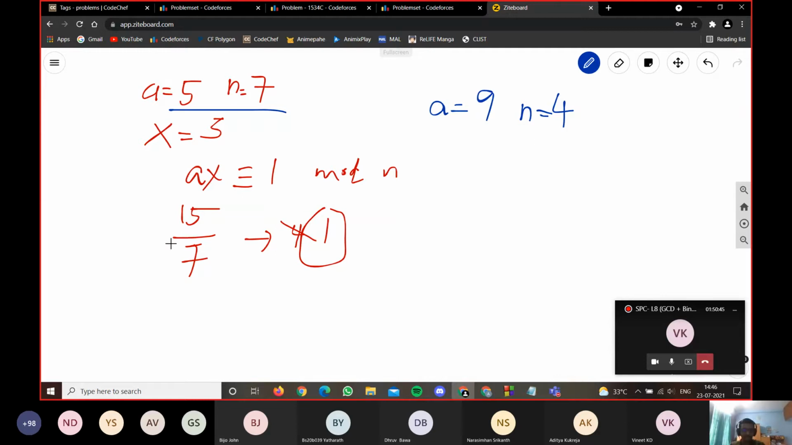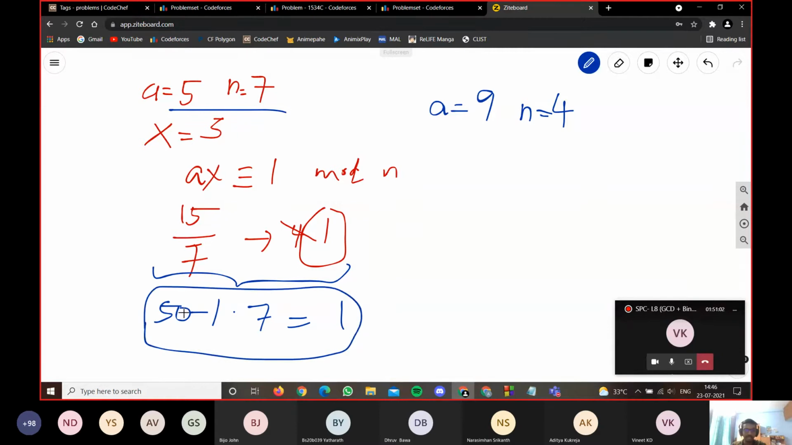Okay, for which one are you saying? For this one, 10? Yeah, 10 also works. So 5 times 10 is 50, and 50 mod 7 is also 1. So from this we have found one interesting thing. The modulo inverse of a number need not be unique, right? Because we also had 10, we also had 3.